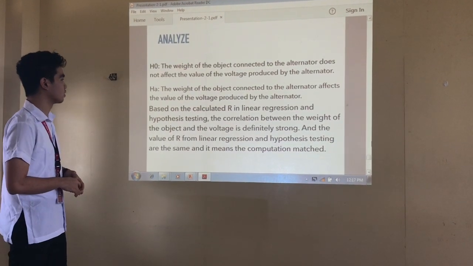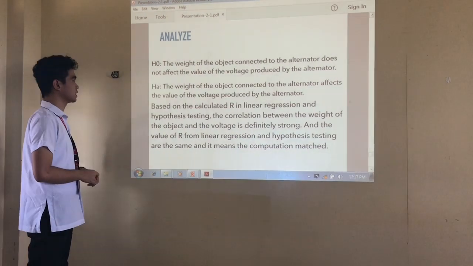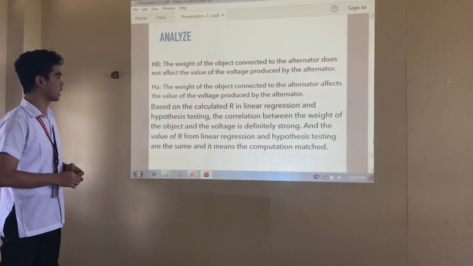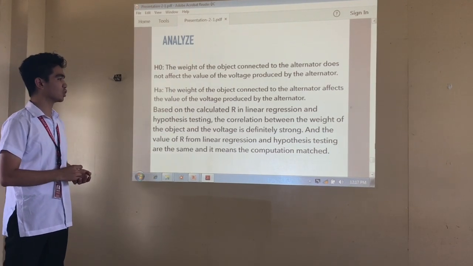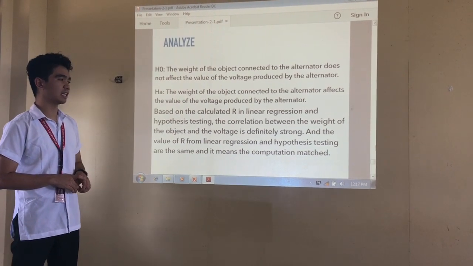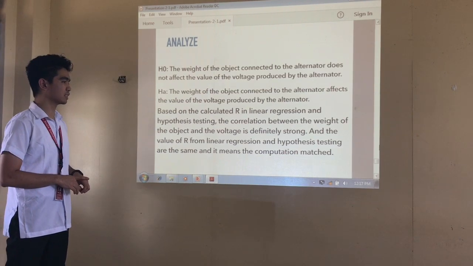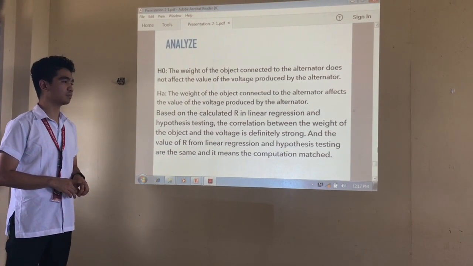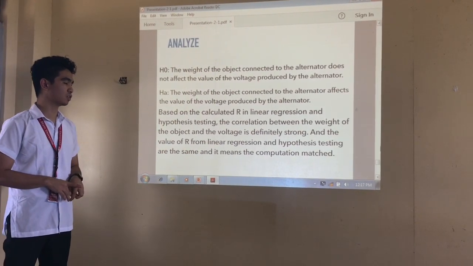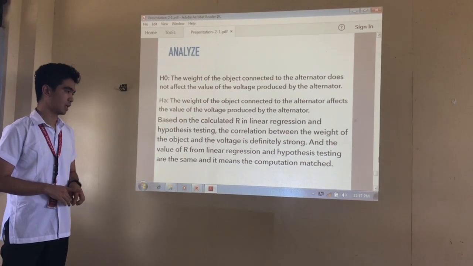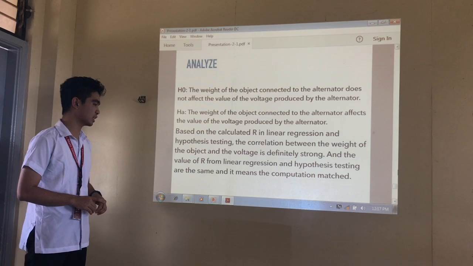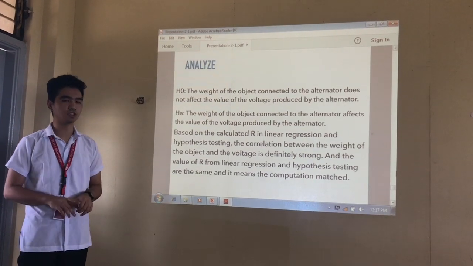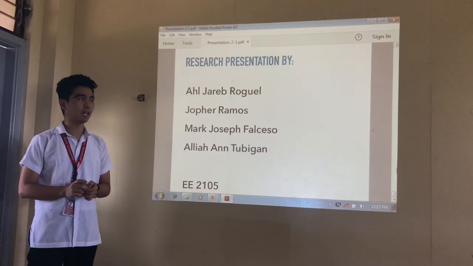Analyze. Yung amin pong null hypothesis at alternative hypothesis na binanggit ko kanina. Yan. Based on the calculated R in linear regression and hypothesis testing, the correlation between the weight of the object and the voltage is definitely strong. And the value of R from linear regression and hypothesis testing are the same, and it means the computation match. So that's the end of R.